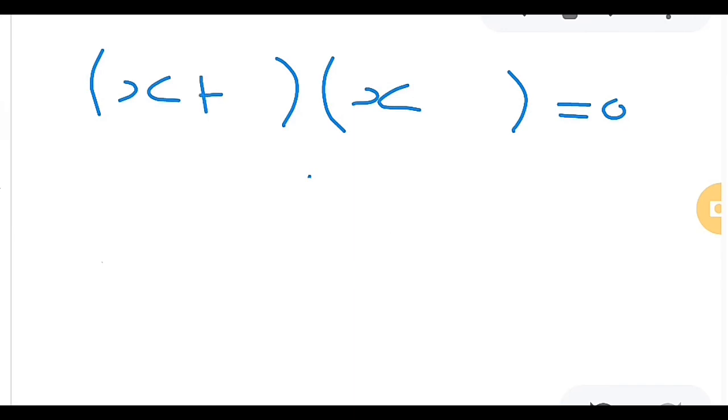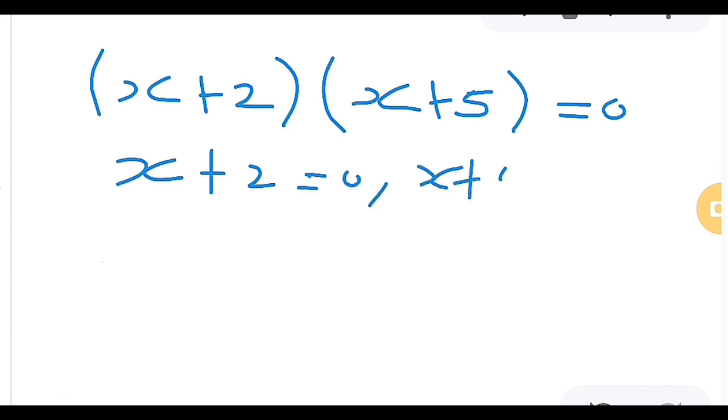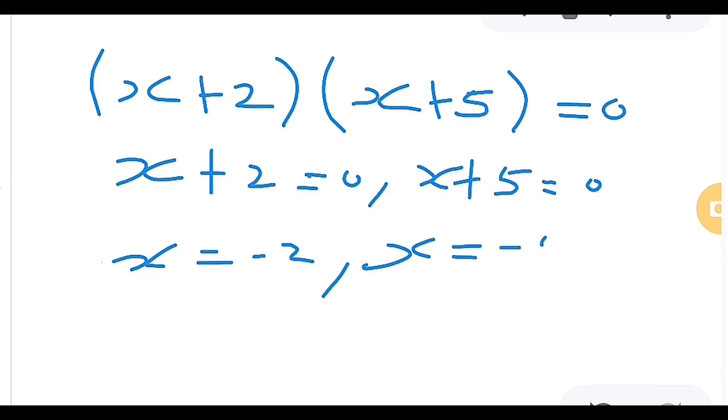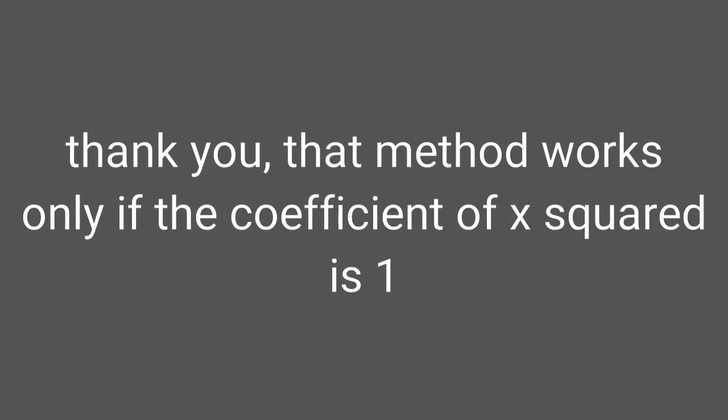So in this bracket you write positive 2, and in this bracket you write positive 5, and you equate to 0. Like I said, the two brackets here mean either one of them is 0 or two of them are 0. So we shall have x plus 2 equals 0, or x plus 5 equals 0. This will give us x equals negative 2, or x equals negative 5. That was the second example.